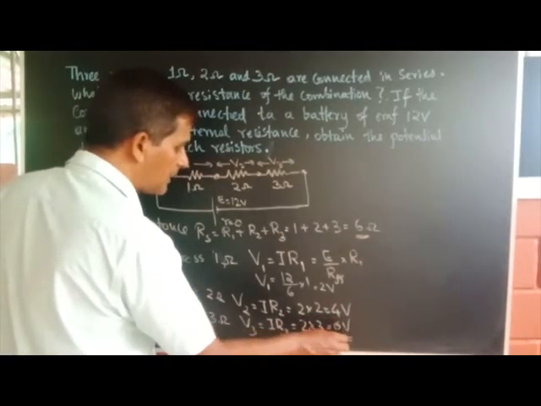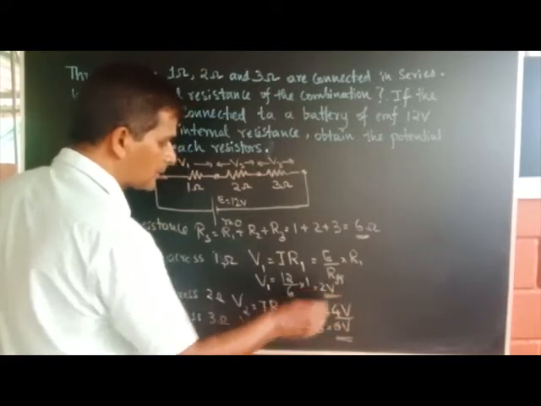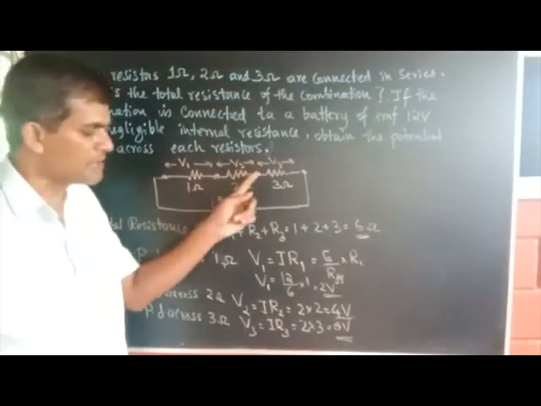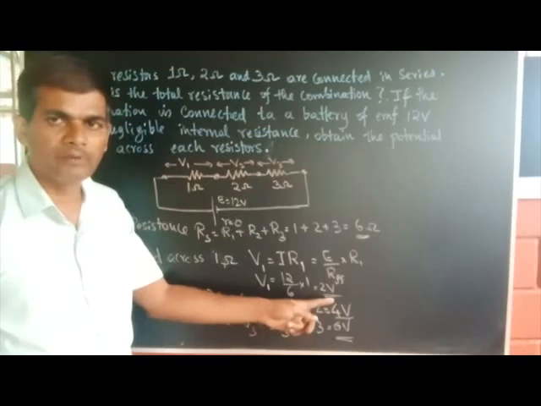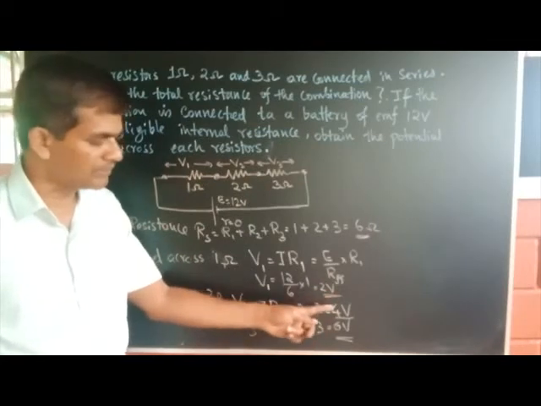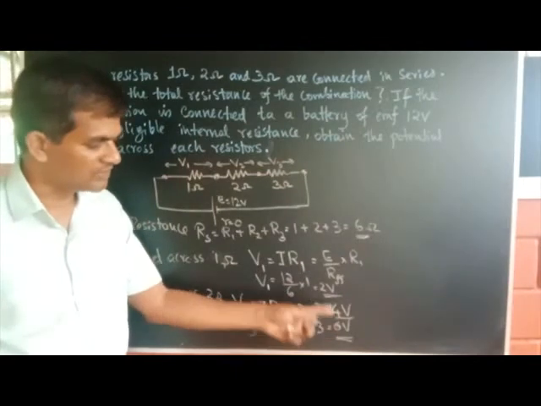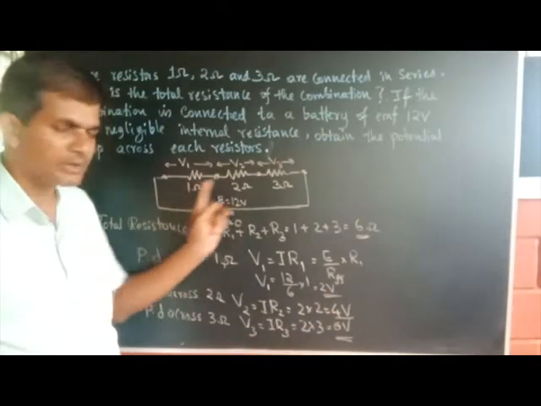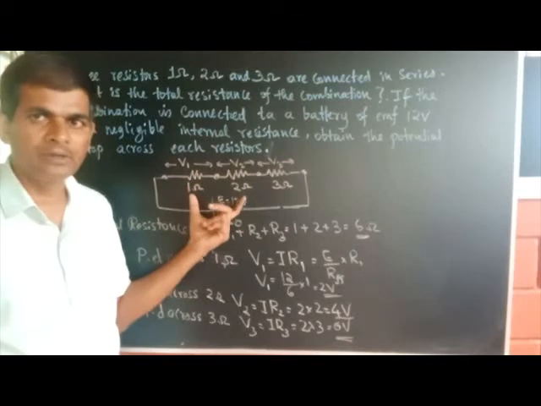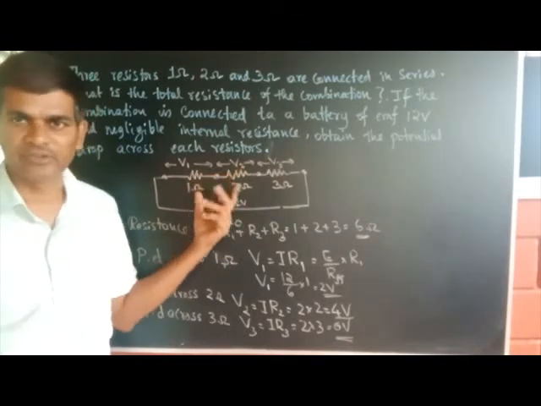And we can verify it also. The total potential drop across this combination should be equal to the sum of the potential drops, V1 plus V2 plus V3. What are we getting here? V1 plus V2 plus V3 is 12. Total potential difference is also 12. So you can verify your problem using this.